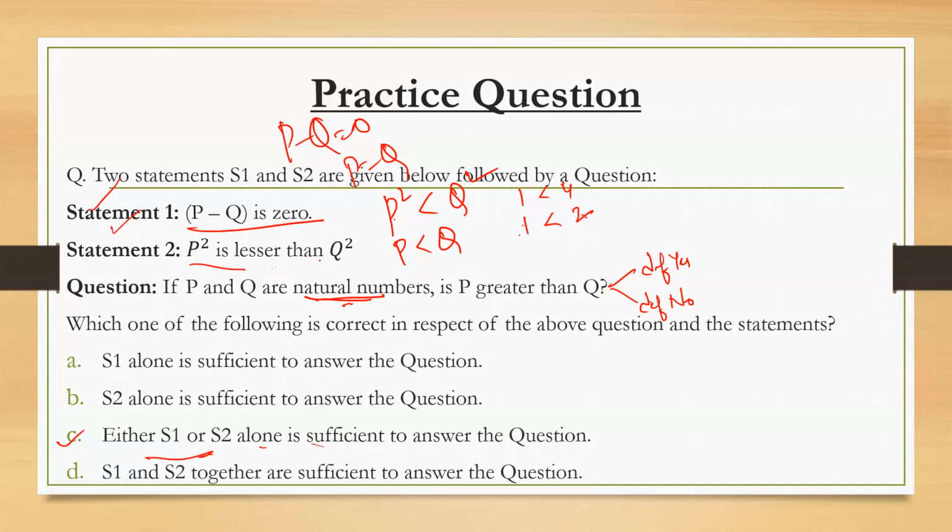Okay, now what if I change the question a bit, and here instead of natural numbers, it was, let's say, integers, then what about statement 2? Statement 1, I'm not concerned. What about statement 2? Will statement 2 still answer your question? If P and Q are integers, is P greater than Q? And statement says P squared is less than Q squared. Will that statement 2 answer your question?